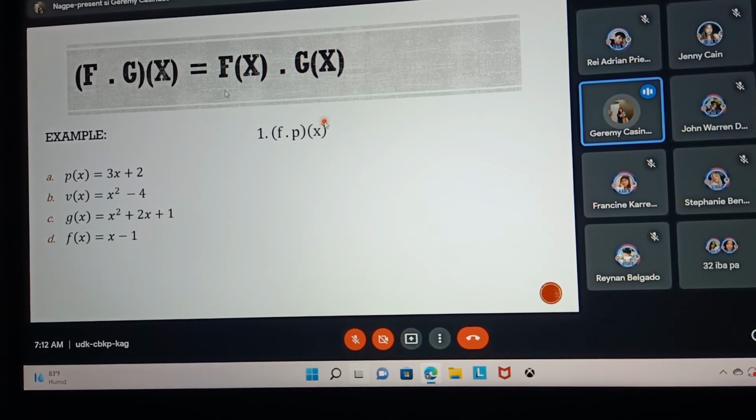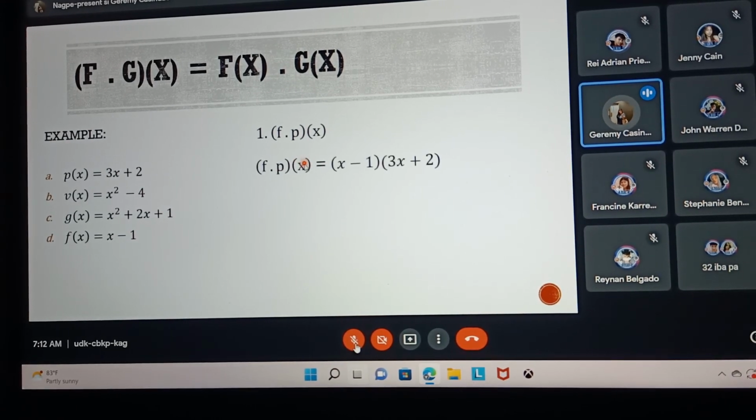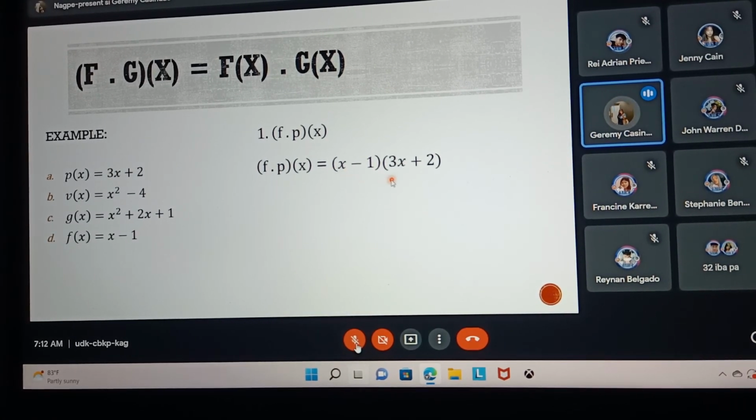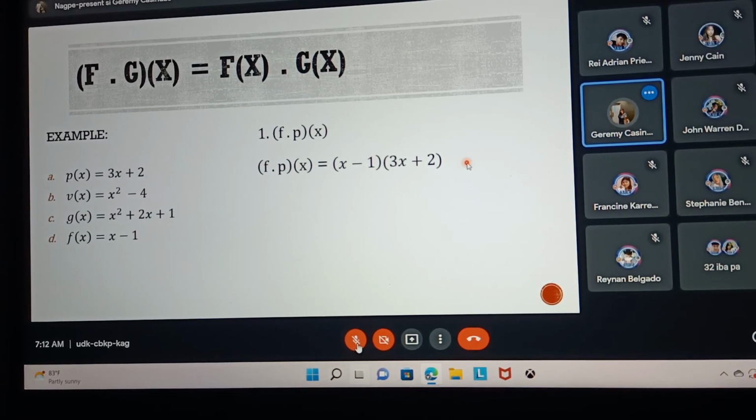So, anyone, what is the value of our f of x based sa given natin? That is x minus 1. How about p of x? 3x plus 2 po. That's correct. 3x plus 2. So therefore, we have now the equation f times p of x equals to x minus 1 times 3x plus 2. So as you can see, 2 binomial, definitely apply natin yung FOIL method. Okay?